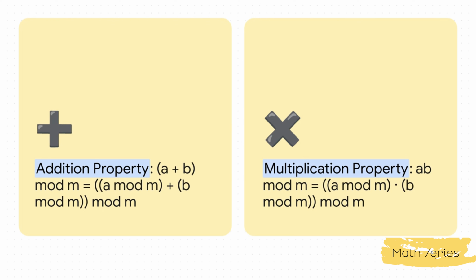And here is its superpower. With modular arithmetic, you get a choice. You can do some gigantic, messy calculation first and then find the remainder at the very end. Or you can shrink all the numbers down right from the start by finding their remainders first and then do the super easy calculation with those tiny numbers. Either way, you get the exact same answer. It's like the ultimate mathematical shortcut.